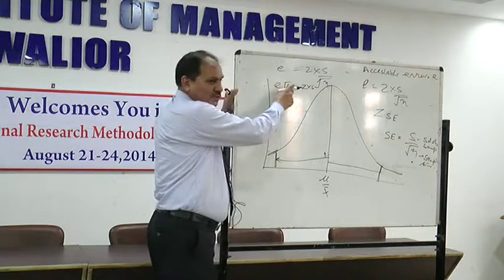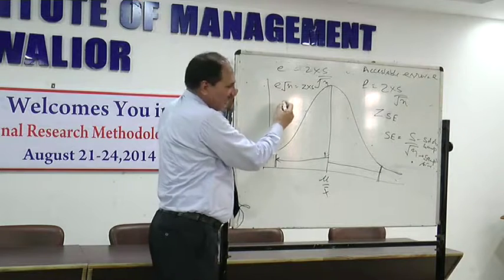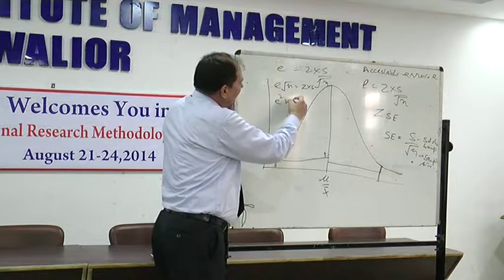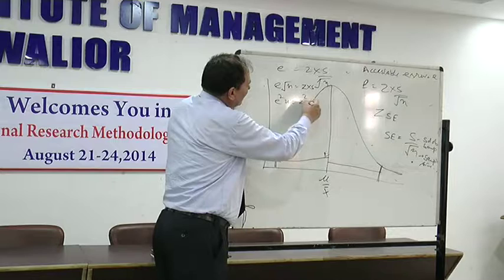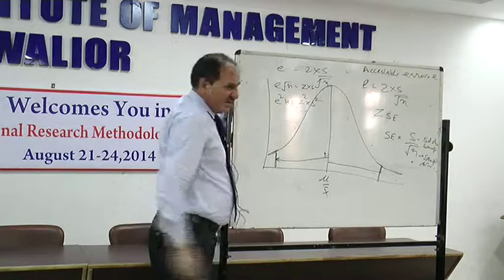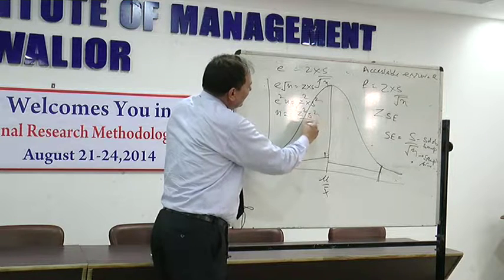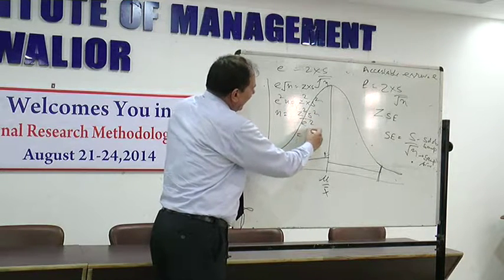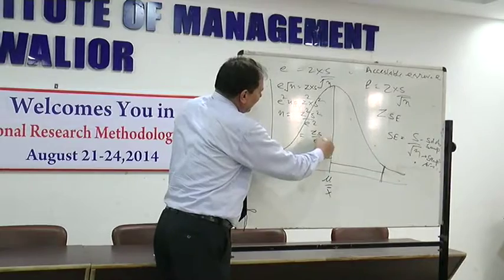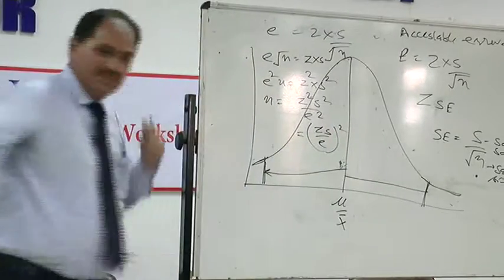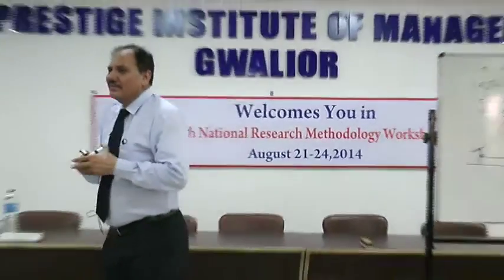Now if I convert it into n, it will be squared. E square n is equal to Z square multiplied by S square, and n is equal to Z square S square by E square, or I can say simply ZS by E whole square. So this is the formula for sample size.